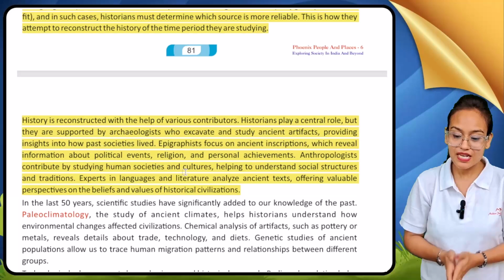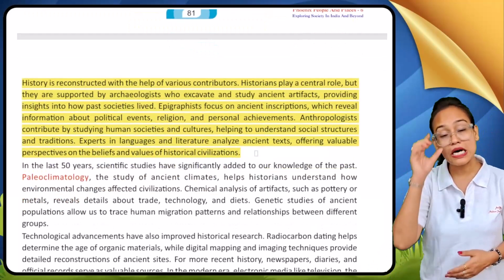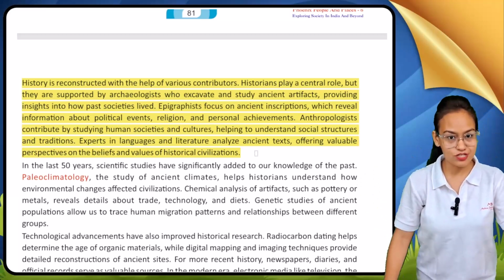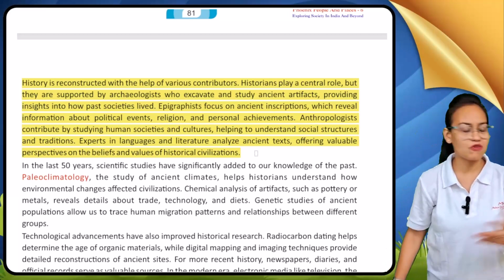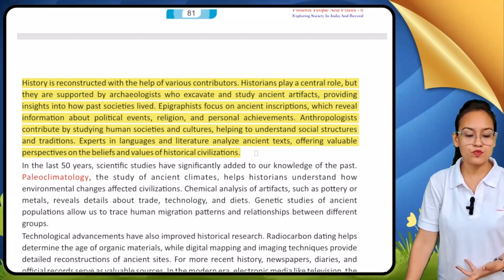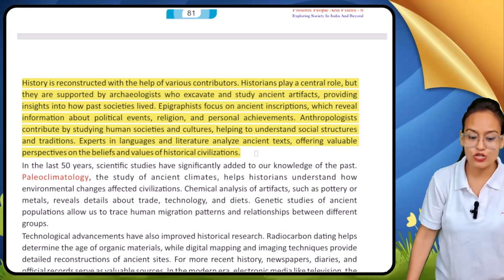Now, experts in language and literature analyze. On the other hand, the persons who are specialized in language and literature used to analyze our ancient texts, which are written in our native language or maybe in any language. They offer valuable perspective on the beliefs and values of historical civilizations.